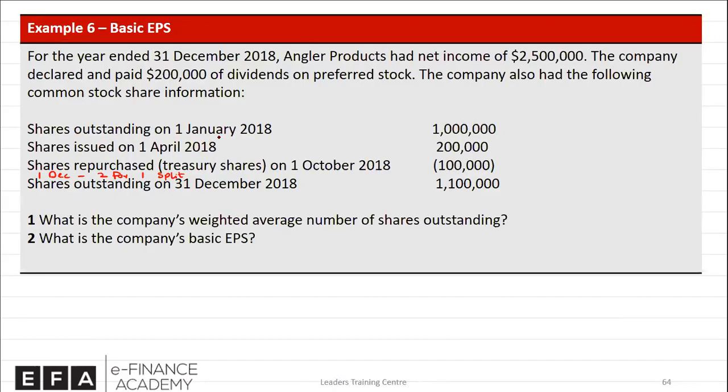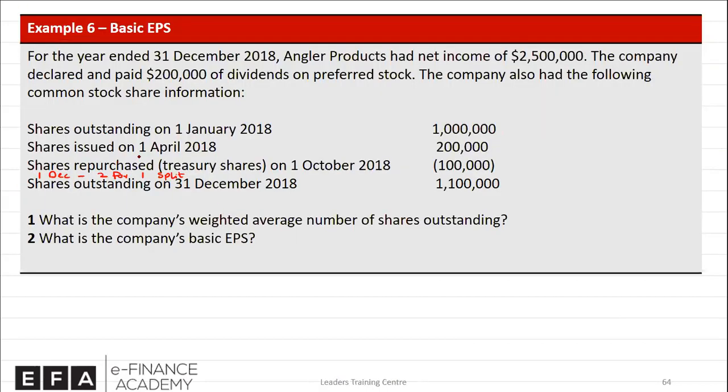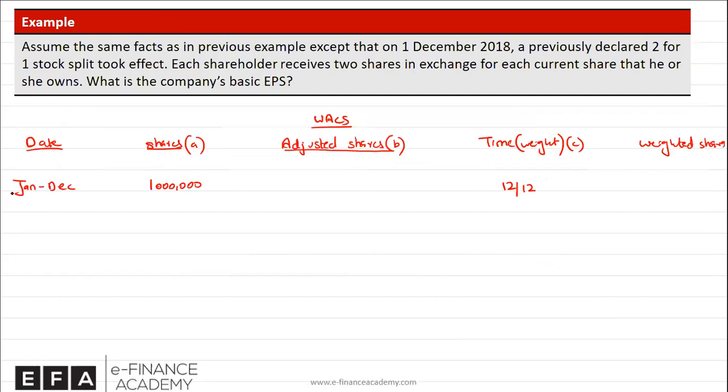Shares outstanding on 1st January, 1 million shares are outstanding. So we have 1 million shares from January. We count from January to December, that's 12 by 12. Let's leave the rest of it right now. Let's move next. On 1st of April, 200,000 shares were issued. So from April to December, 200,000 shares were issued, again for 9 out of 12.